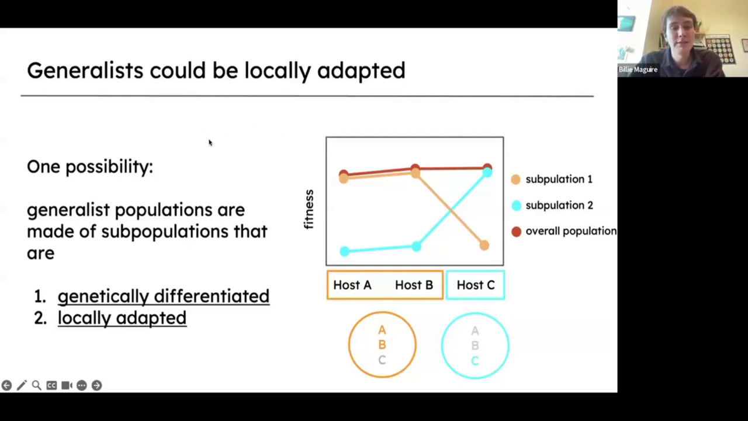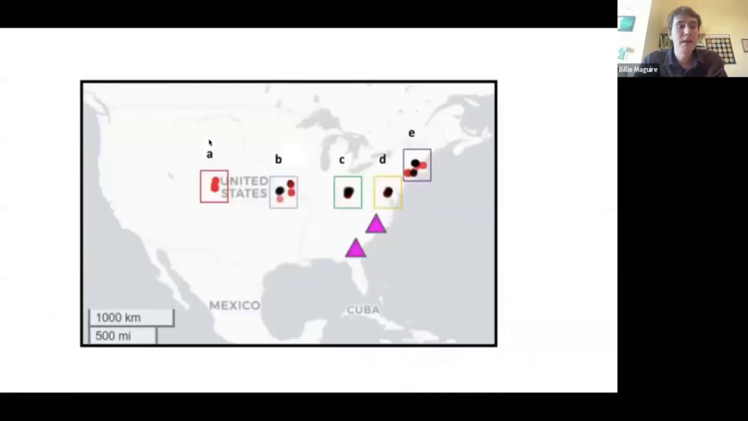If this were the case, if generalists were really just locally adapted specialists, we would expect to see signatures of divergent selection across its range. We can test that with some genomic data, but first we have to do some sampling. So we sampled fall webworm from these locations across the United States. The purple triangles represent places we sampled from this summer, but we didn't have a chance to include those dots on the map yet. Each dot represents an individual caterpillar that we sampled from the wild and sequenced the genome for. The red dots are the red-headed caterpillars, and the black dots are the black-headed caterpillars.